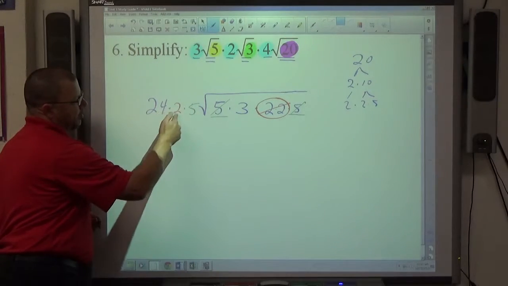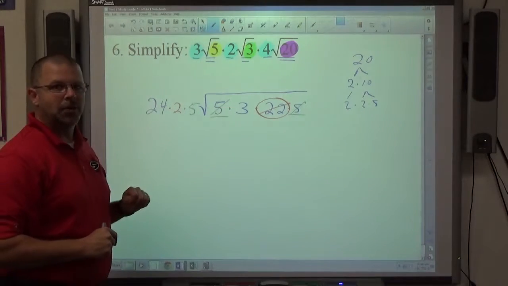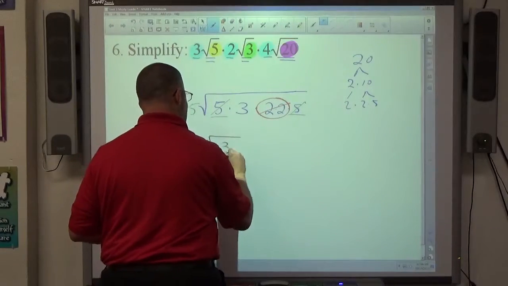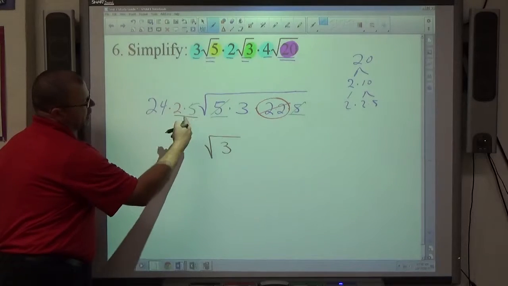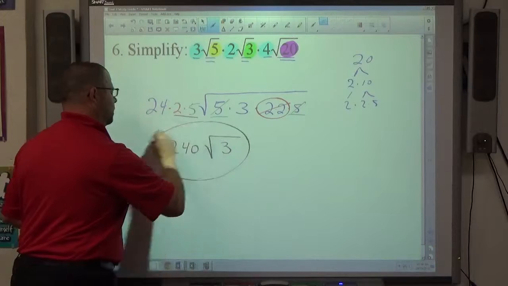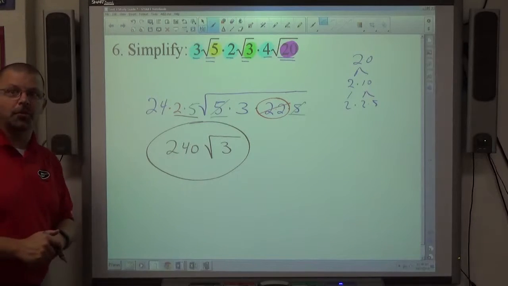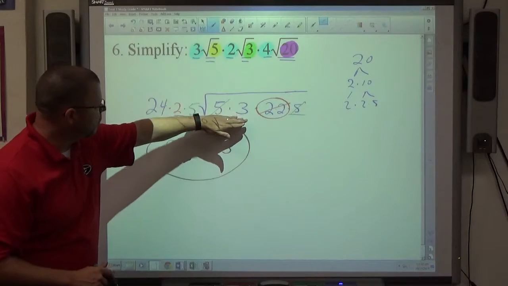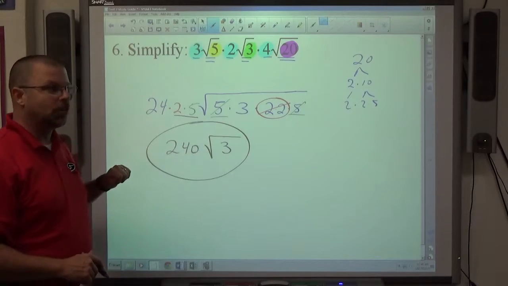I pull out a 2 being multiplied by 2. Pull out a 5 being multiplied by 5. 3 doesn't have a pair, so it has to stay in. So I'm left with the square root of 3 inside the radical. Outside, 2 times 5 is 10, times 24 is 240. And that's what we're looking for in a final simplified answer, that we multiplied all the radicals together properly, and that we got it simplified as much as possible, getting any perfect square factors out, leaving ourselves with a radical that's simplified as much as possible.